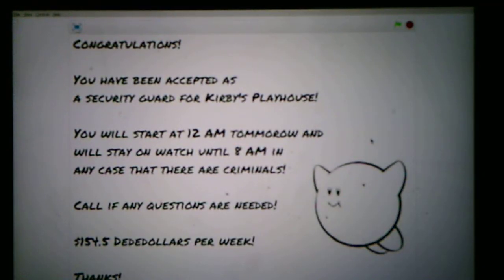Kirby. Congratulations, you have been accepted as a security guard for Kirby's Playhouse. You will start at 12 a.m. tomorrow, and will stay on watch until 8 a.m. instead of 6 a.m. in any case that there are criminals. Call if any questions are needed. $154.5 DD dollars per week.